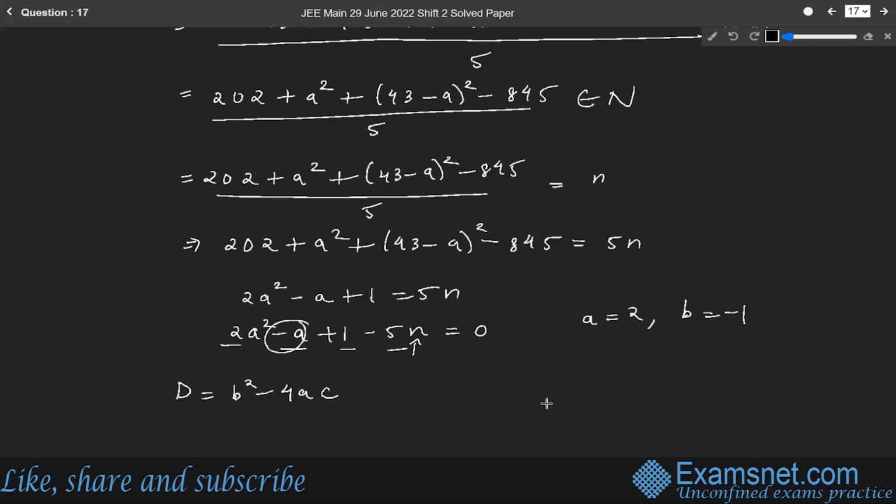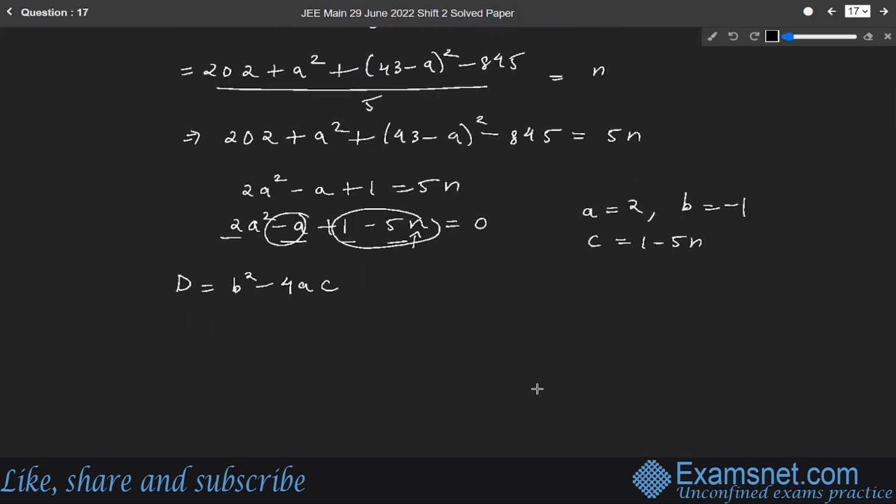So the value of b is minus 1. And the remaining constant terms are c. So what are the remaining constant terms? 1 minus 5n. So c is equal to 1 minus 5n. Let us put all these values in the formula for the discriminant.